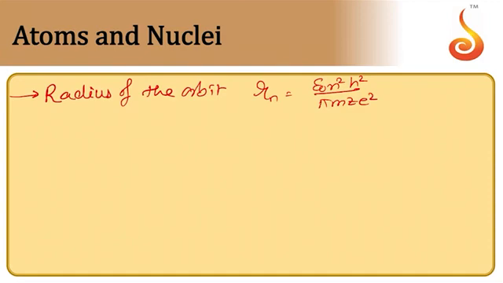So, we can also say Rn is directly proportional to n square. That means the radii are in the ratio 1:4:9, etc. And the radius is inversely proportional to Z also.